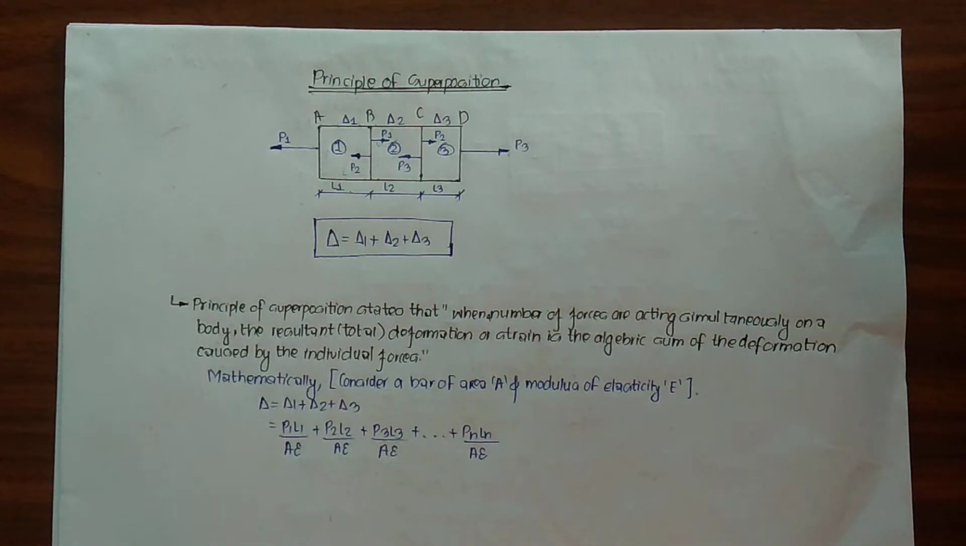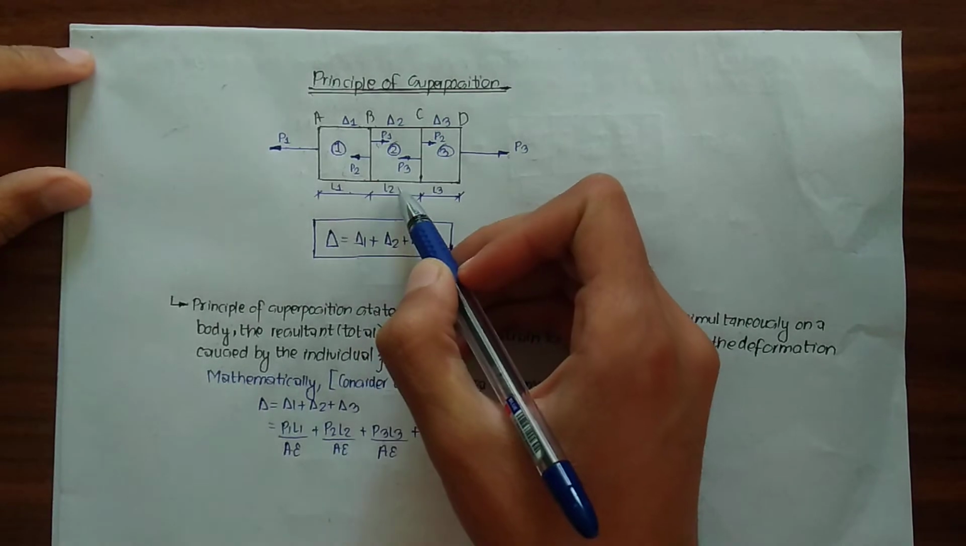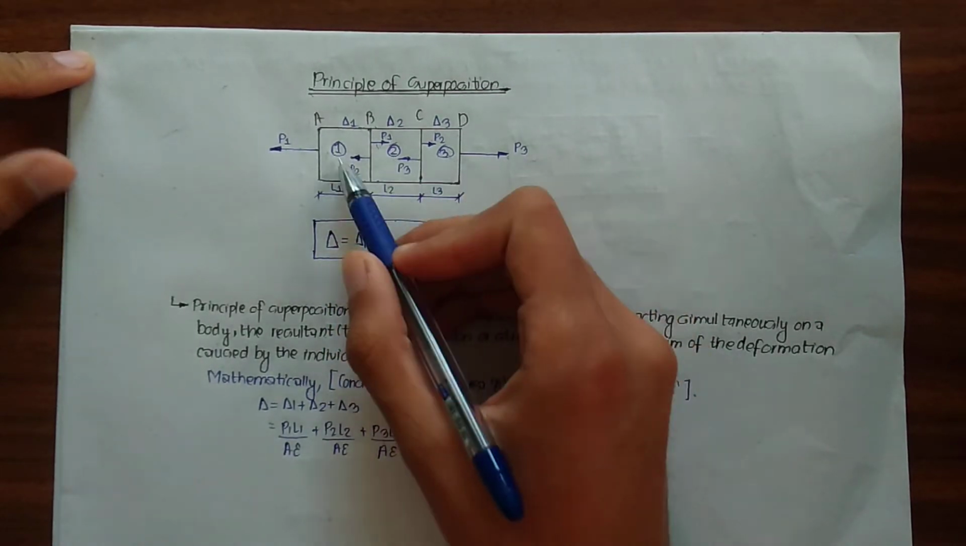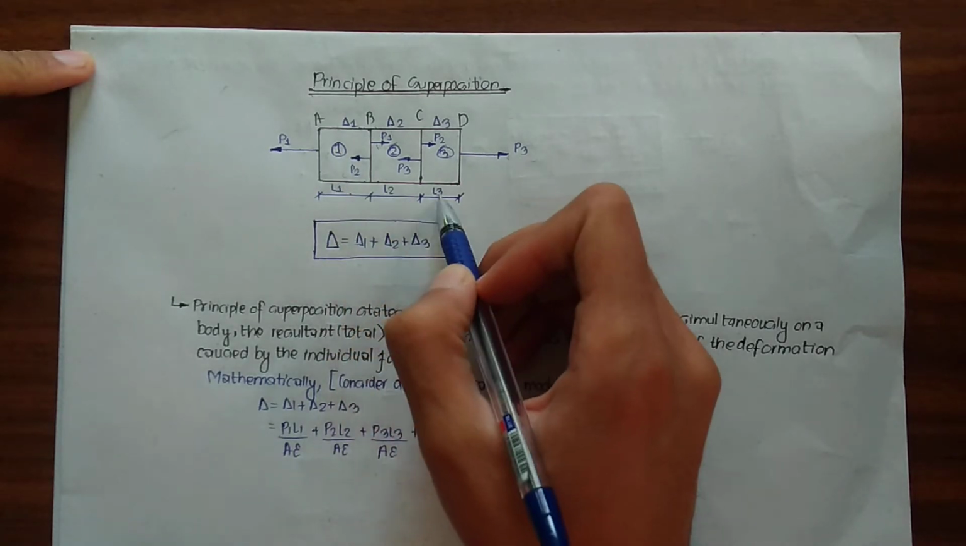In this lecture video, we'll be talking about the principle of superposition: what it is and what its use is. As you can see here in the figure, we have a steel bar which consists of three sections, section 1, section 2 and section 3, and each section has length L1, L2 and L3 respectively.